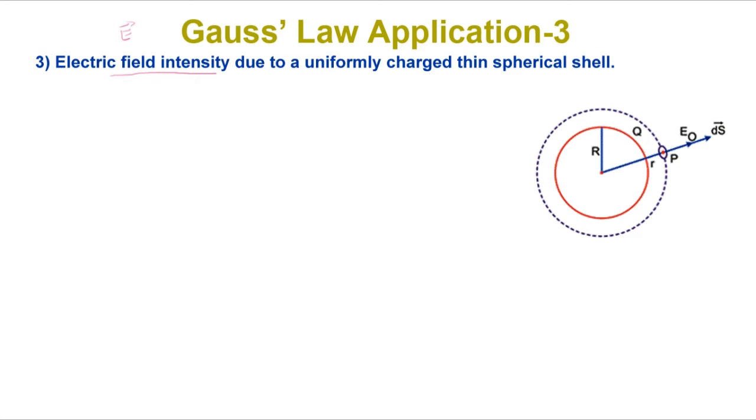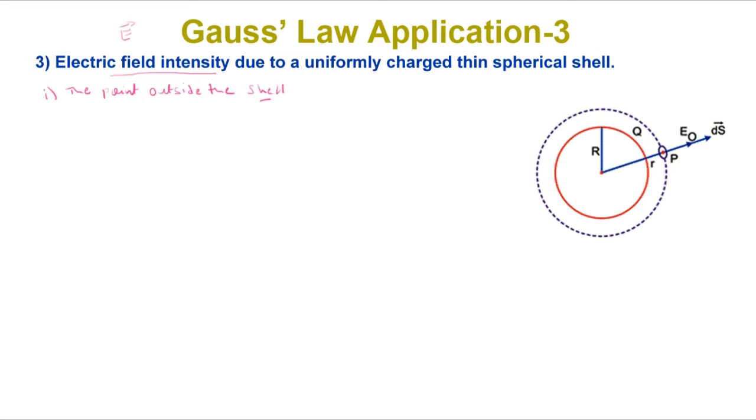The first target, the first one we are doing, is the point outside the shell. Outside the shell. Okay, first target. Outside the shell means at this point P. So here that is the P. At this point, what is the electric field?